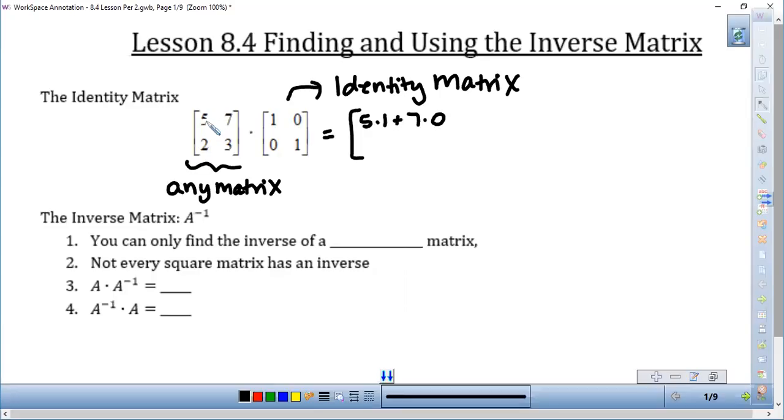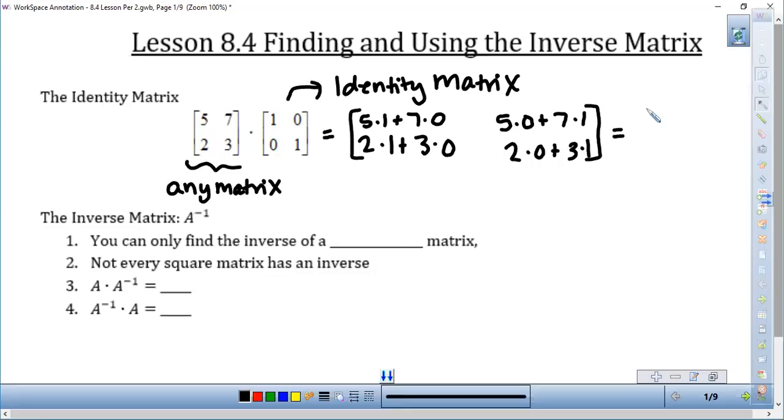All right, let's look at the first row and the second column. That's going to be 5 times 0 plus 7 times 1. Multiplying to get the elements in the bottom row, let's do the bottom row by the first column. That's going to give us 2 times 1 plus 3 times 0. And then finally, we'll do the bottom row of the first matrix with the second column of the second matrix. That's going to be 2 times 0 plus 3 times 1.